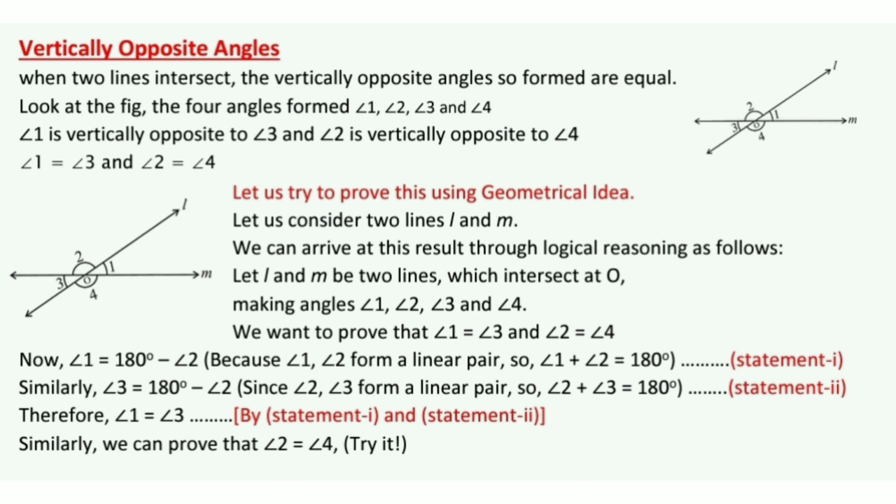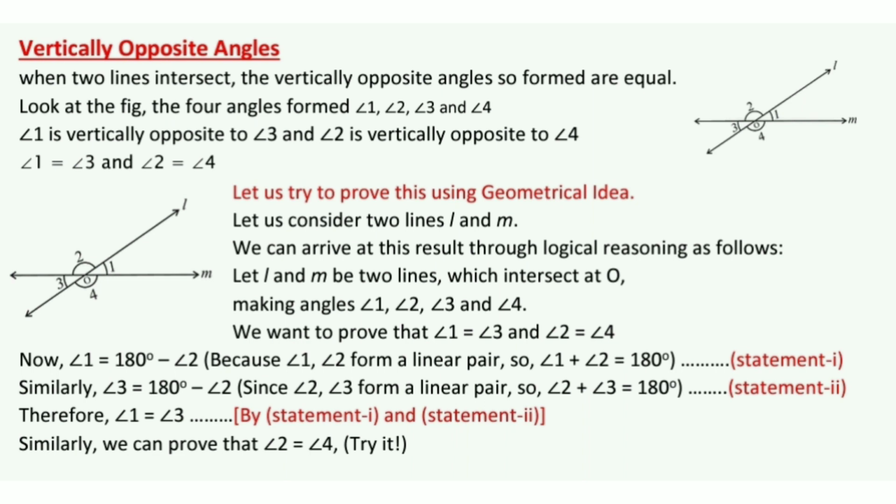सो एंगल 1 और एंगल 3 को वर्टिकली अपोजिट कहते हैं, एंगल 2 और एंगल 4 को भी वर्टिकली अपोजिट एंगल कहते हैं. It's clear now. और एंगल 1 एंड एंगल 3 both are equal and angle 2 and angle 4 again both are equal. It means vertically opposite angles are equal.